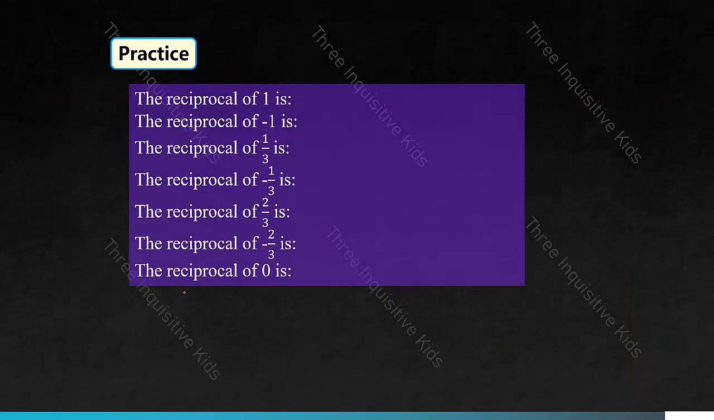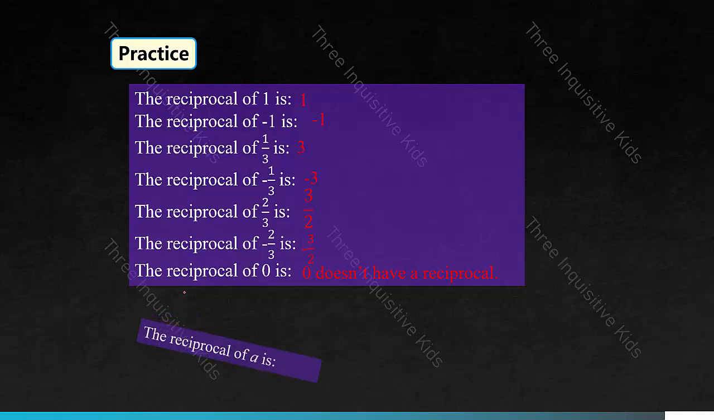Now here's some practice. The reciprocal of 1 is 1. The reciprocal of negative 1 is negative 1. The reciprocal of 1/3 is 3. The reciprocal of negative 1/3 is negative 3. The reciprocal of 2/3 is 3/2. The reciprocal of negative 2/3 is negative 3/2. And the reciprocal of 0 is none, because 0 does not have a reciprocal.